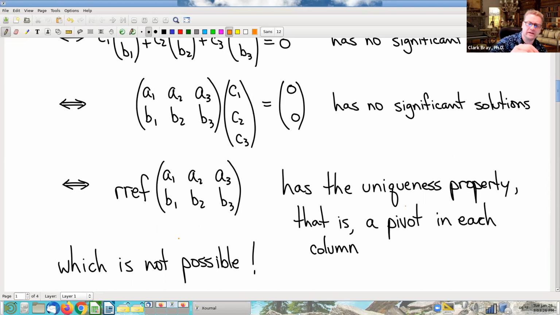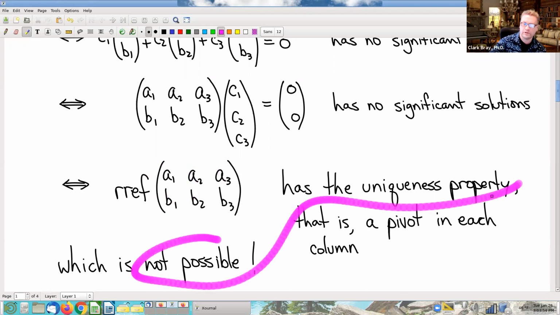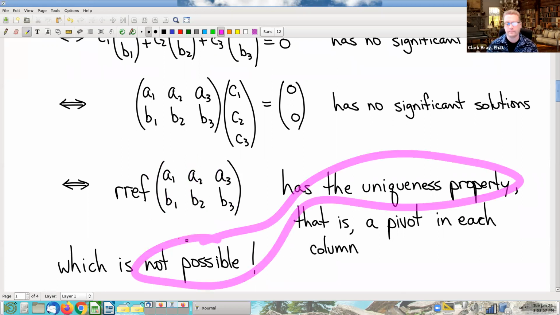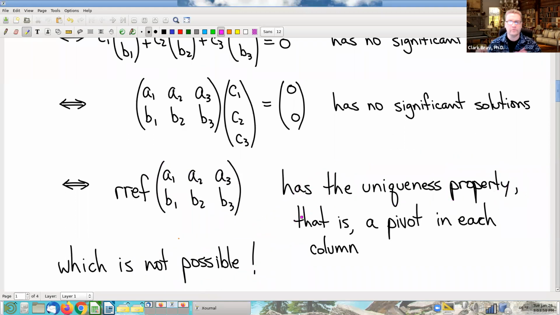I suppose technically there's the matter of pivots could be here and here, or the pivots could be here and here. I suppose those are cases, but I don't even really need to worry about that. It's a simple matter: there's clearly at most 2 pivots. And with at most 2 pivots and 3 columns, there will be a column with no pivot. There will be a free variable. So it is not possible to have the uniqueness property. Okay. All right. No geometric intuition required.